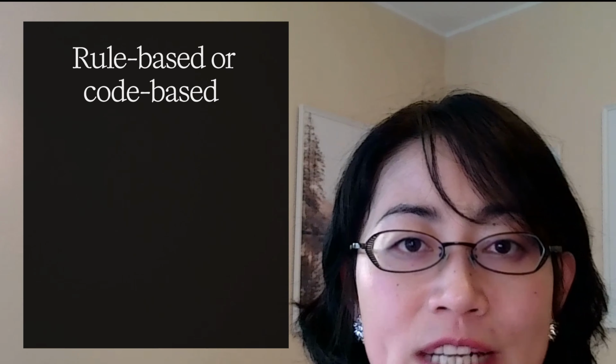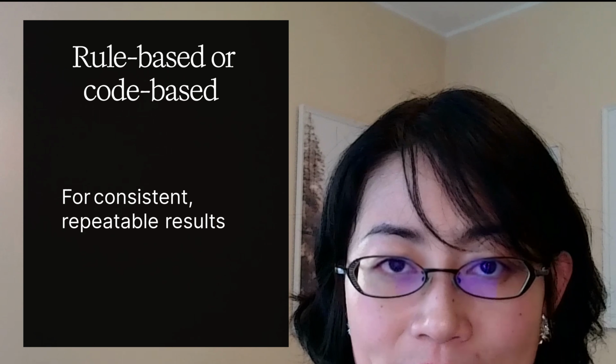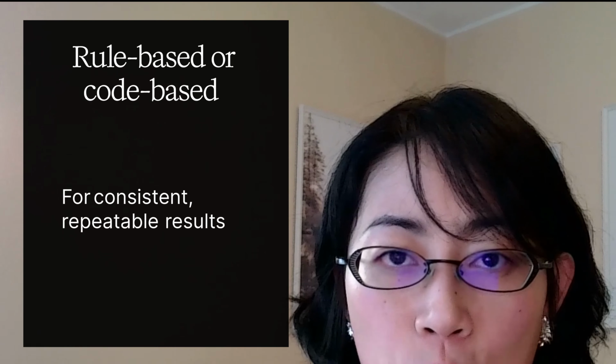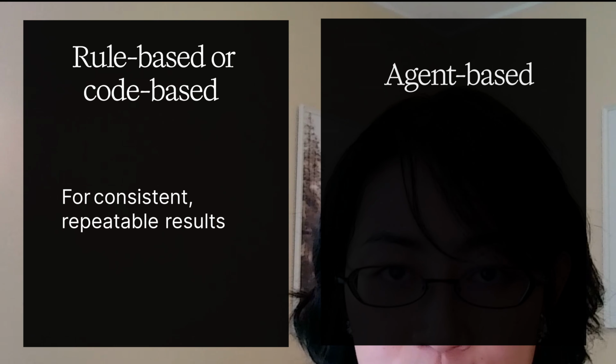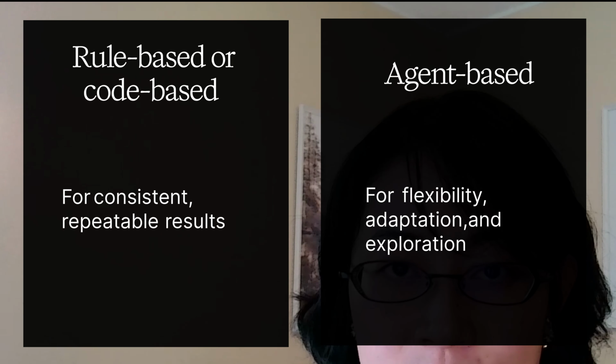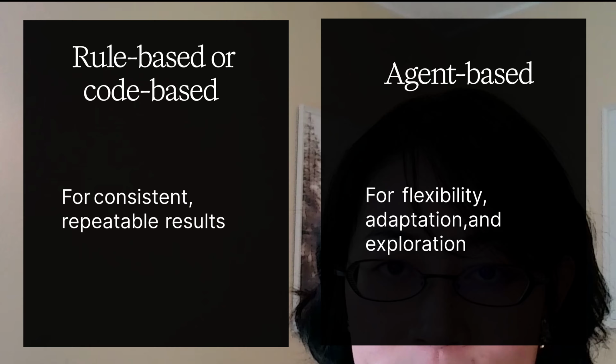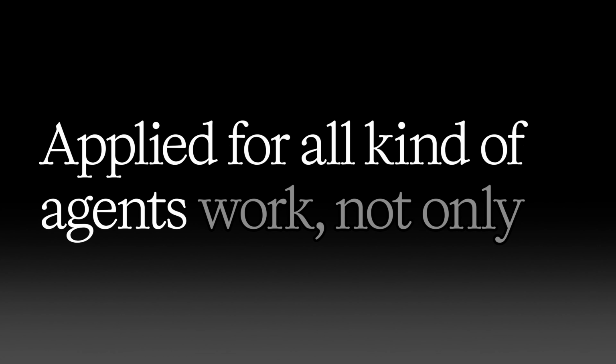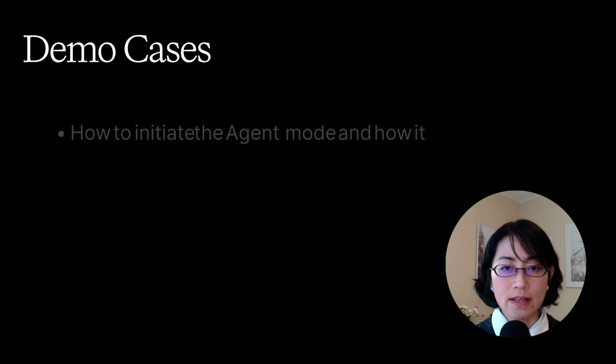Bottom line, if you need consistent, repeatable results, use a rule-based or code-based solution. Use agent mode when flexibility, adaptation, and exploration are more important than precision. Those 4 tips apply to all kinds of agent work, not only ChatGPT. Now, it's demo time. I want to show you 3 cases.